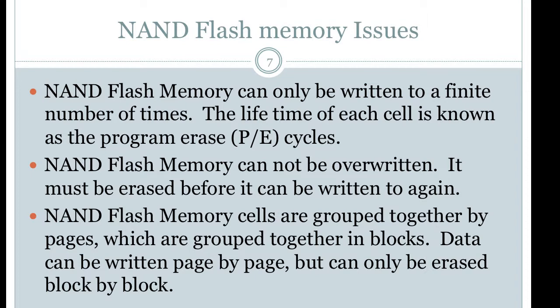NAND flash memory can only be written to a finite number of times before it becomes unreliable. The lifetime of each cell is known as the program erase cycle, or PE cycle. NAND flash memory cannot be overwritten. It must be erased before it can be written to again.